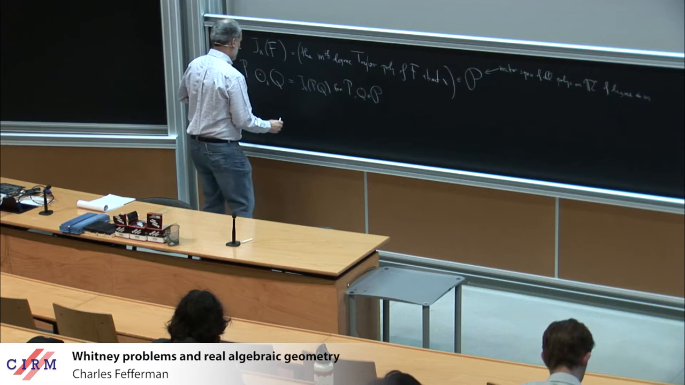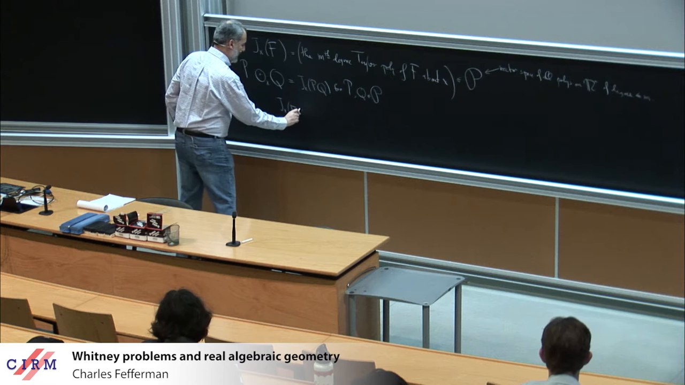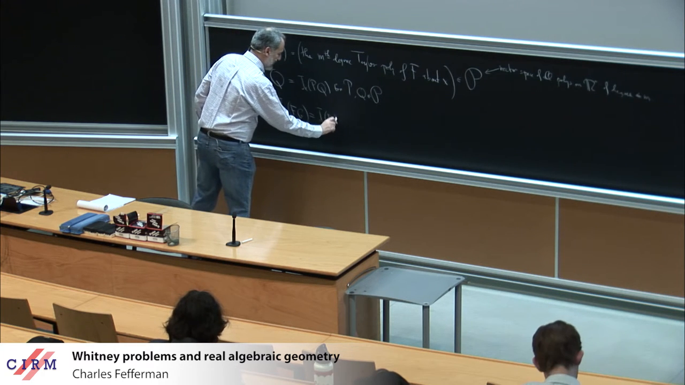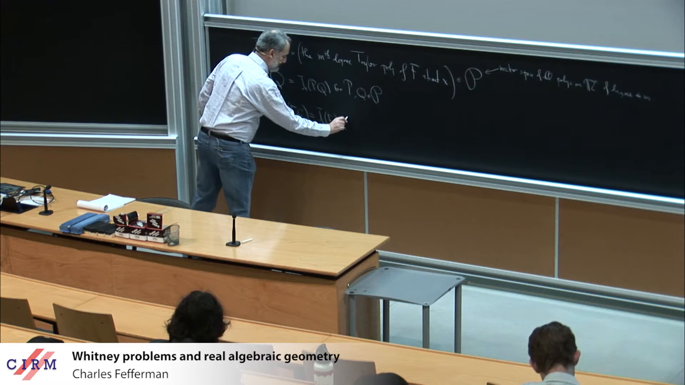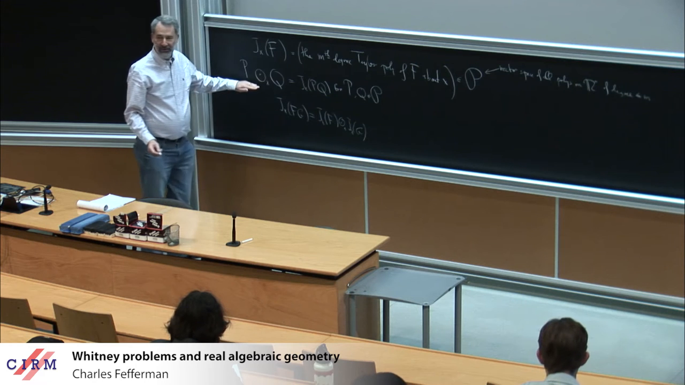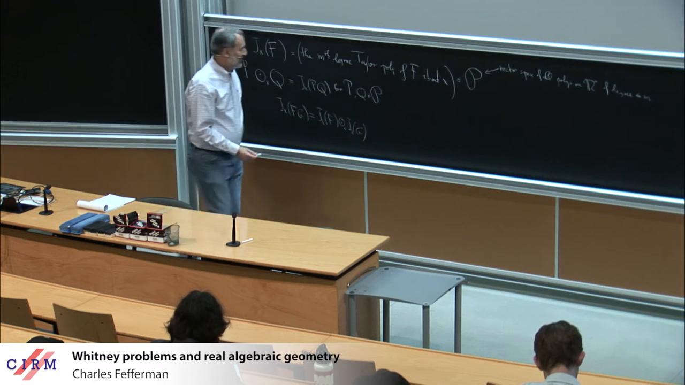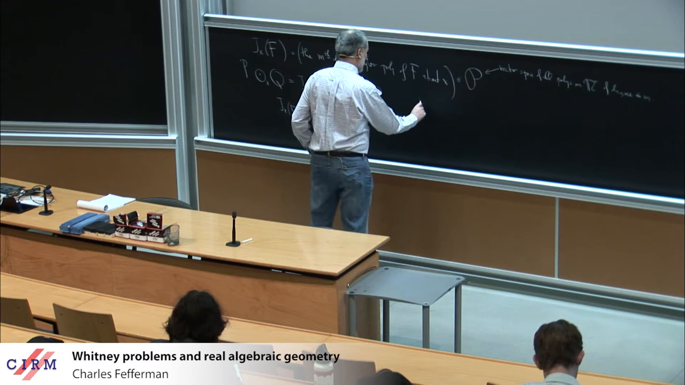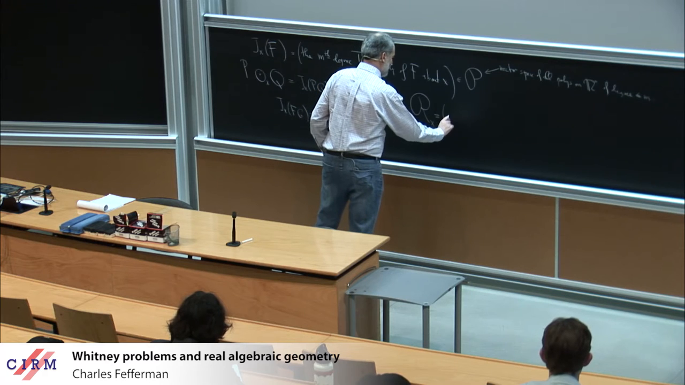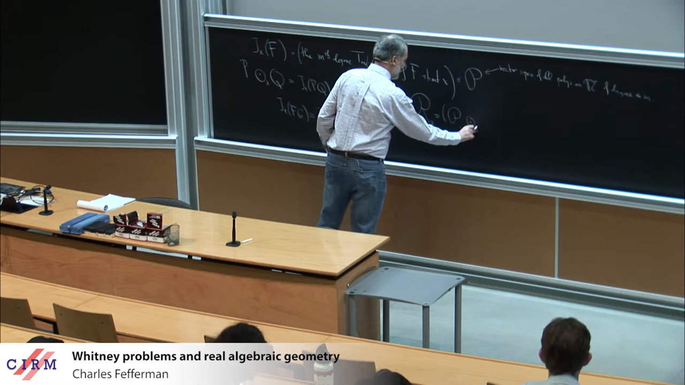And the point of this product is that if I take the jet at x of a product of two smooth functions, that is equal to the circle product of the two jets. This product is usually called jet multiplication. Now, jet multiplication makes P into a ring. So the ring I'm going to call R_x, and that's the ring P with the multiplication circle_x. So this is a ring.